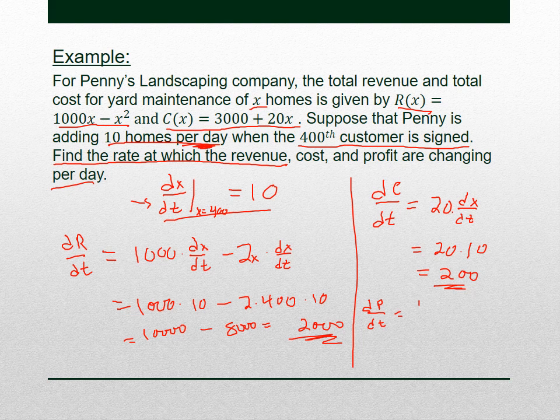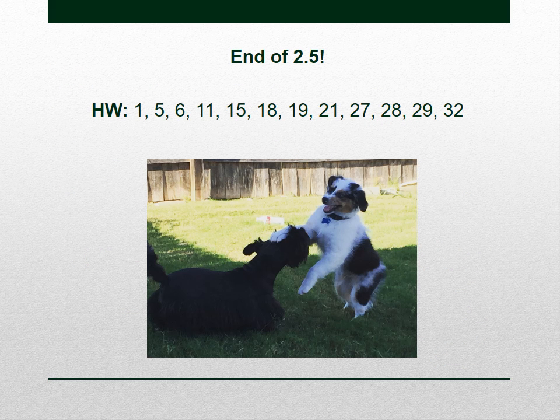And now for the profit, you could do this one of two ways. You could form the profit function as the revenue function minus the cost function and do exactly what we did. Or if profit is revenue minus cost, then dP/dt is dR/dt minus dC/dt.